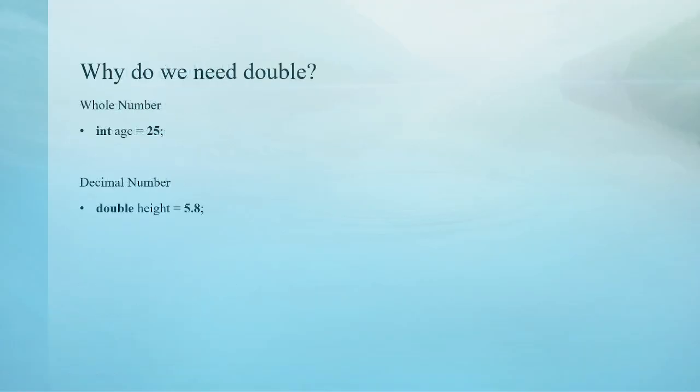Why do we need a double? If we need to store a whole number, we can use an integer data type such as an int. But when we need decimal values, we use floating point data types like a float or a double. Double is generally preferred when we need more precision.